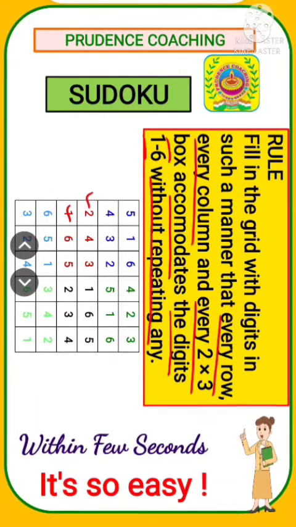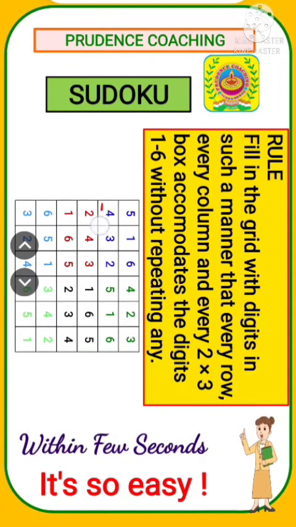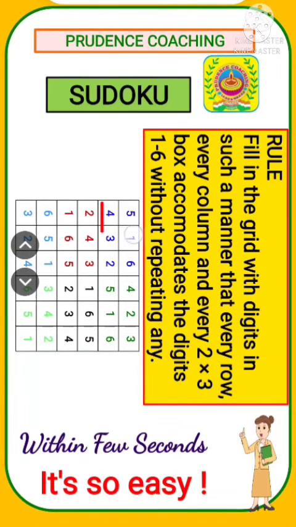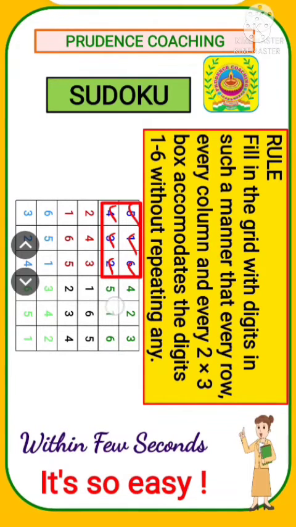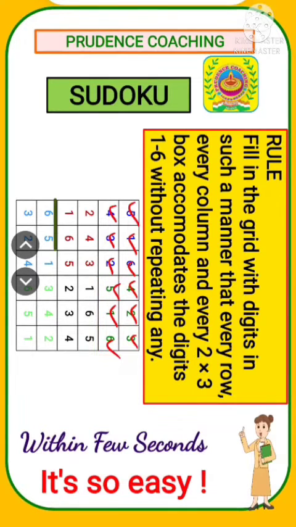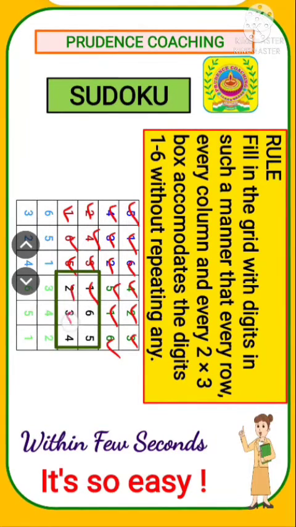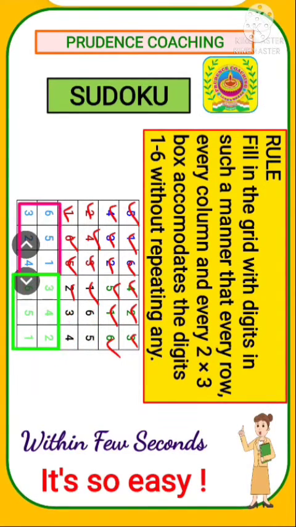Now let us see the 2 into 3 boxes. So here we have the 2 into 3 boxes. As you can see, I have marked all these boxes with different colors. Here, this is the first 2 into 3 box. Here you can see 1, 2, 3, 4, 5, 6. So no repetition. Here you can see 1, 2, 3, 4, 5, 6. No repetition. Here also 1, 2, 3, 4, 5, 6. Similarly, in these two also we don't have any repetition.